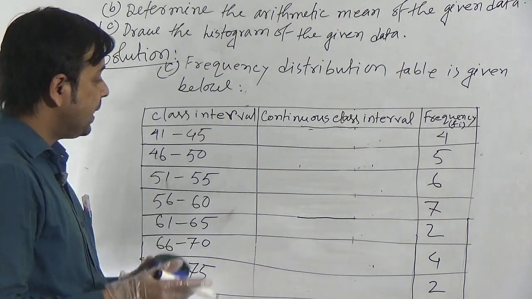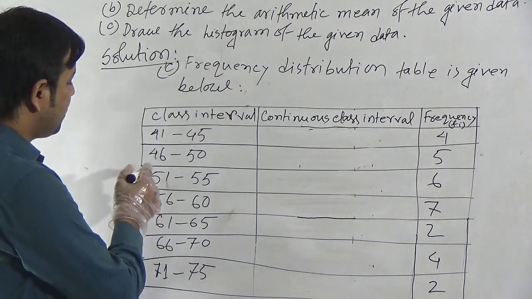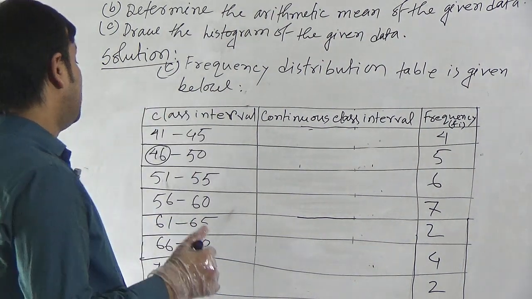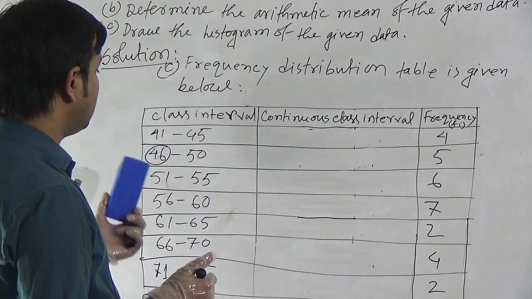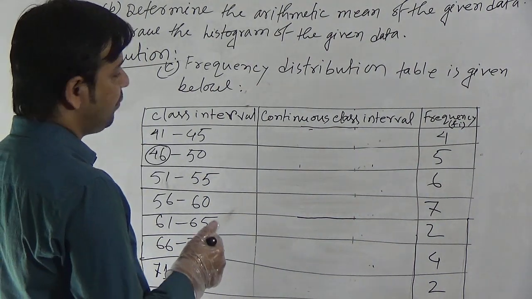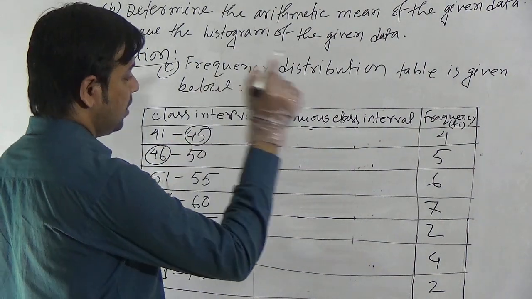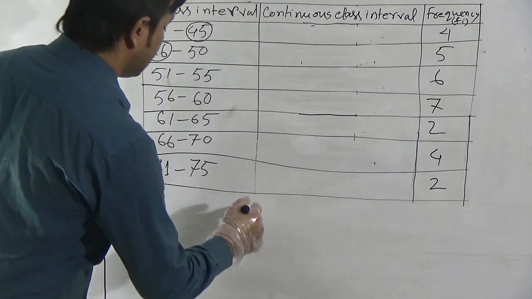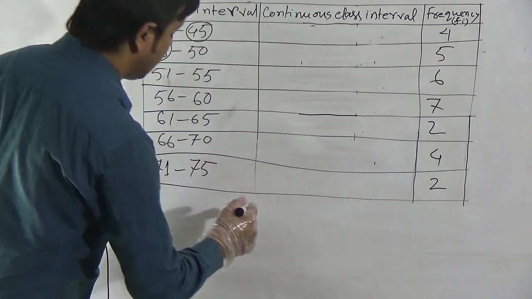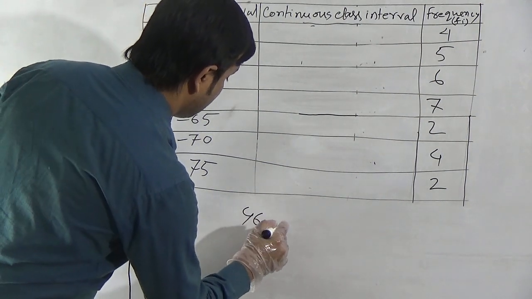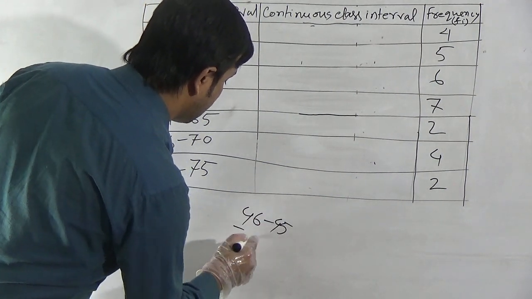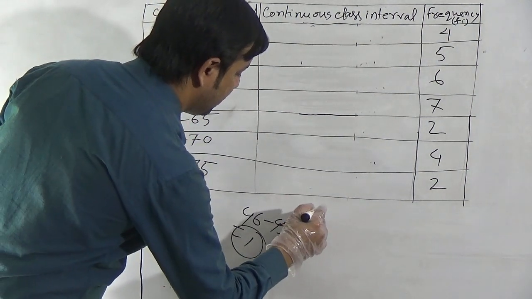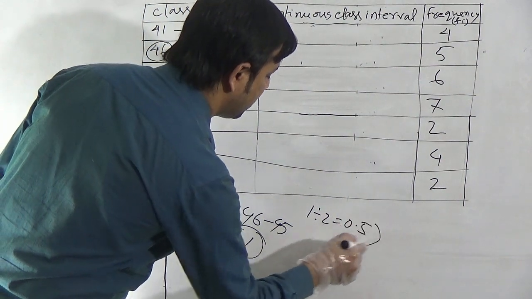The technique for preparing the continuous class interval is, at first we have to subtract the lowest number of second class from the highest number of first class. If we subtract the highest number of first class from the lowest number of second class, we will get the difference is 1. Now we have to divide this difference by 2. So we have to divide 1 by 2, we will get 0.5.